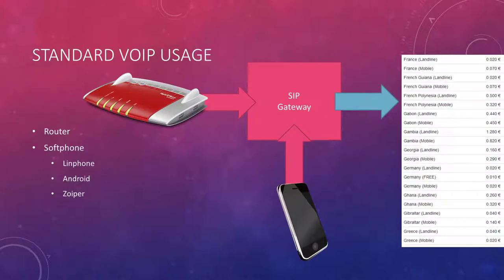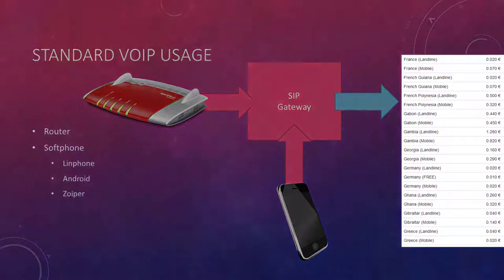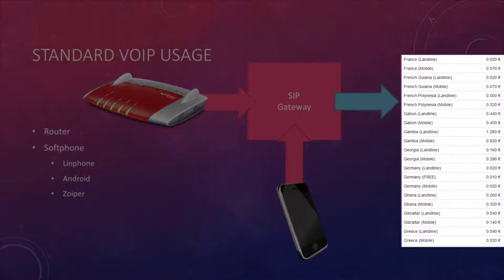The classical way to use VoIP is to register a device like a router or phone at the SIP gateway. To get this working, you need an internet connection and a device which can handle the SIP standard. If this is set up, you can use the cheap Premiumize VoIP rates to do phone calls in different countries.